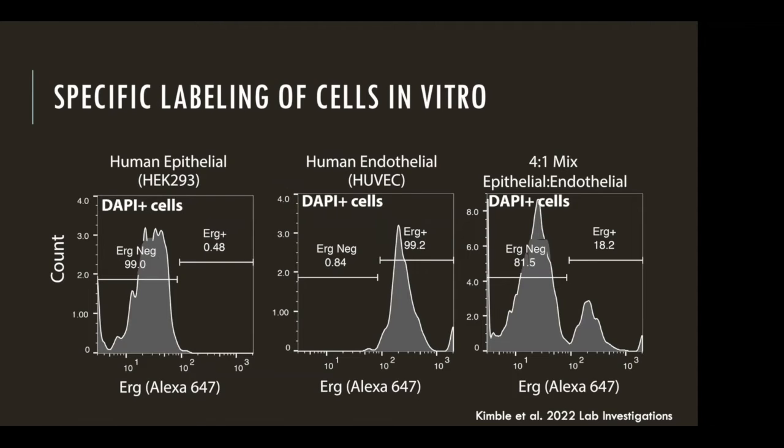So some of the first experiments we did were just to take human cell lines, human epithelial cells, 293 cells, or human umbilical vein endothelial cells, or HUVECs, and stain. And again, as expected, we saw a very high proportion of these HUVECs staining with the ERG antibody, whereas we didn't see staining in the epithelial cell line. And we can do a mixture of these and pull out the endothelial cells based on the ERG expression from this mixed population. So this suggested, based on these in vitro experiments, that this might work.